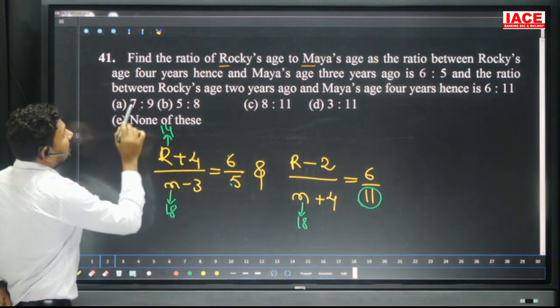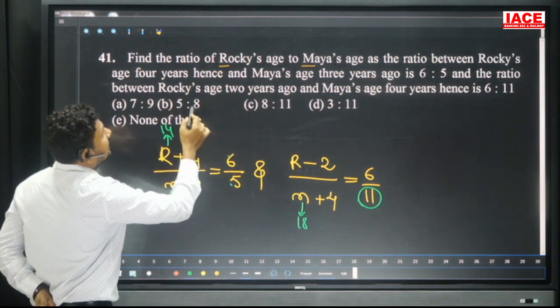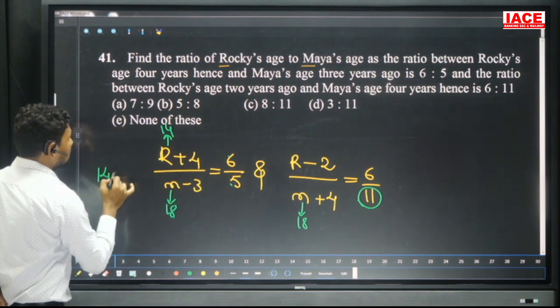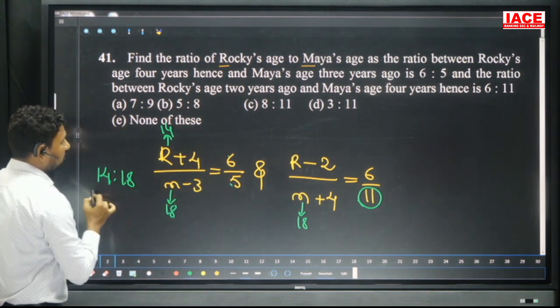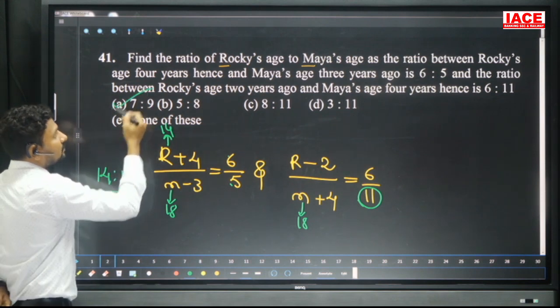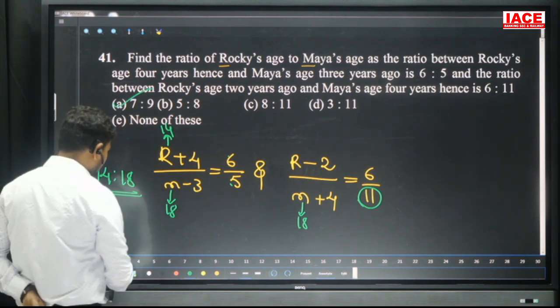Then we need Rocky's present age and Maya's present age. 14 is to 18. Both are divisible by 2. 7 is to 9. Our option is A. And let's move to the next question.